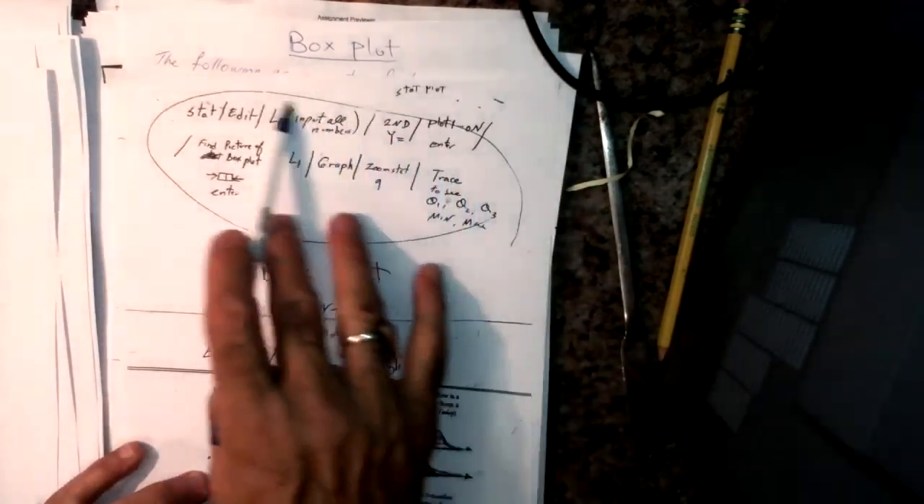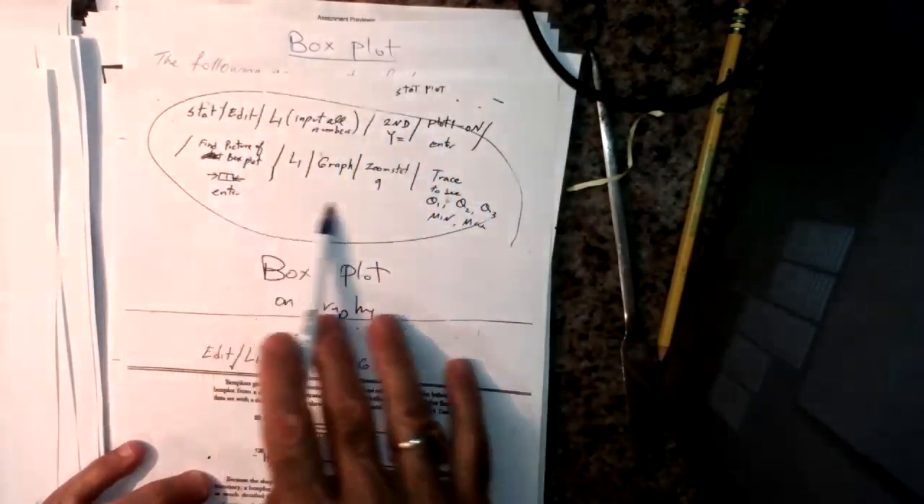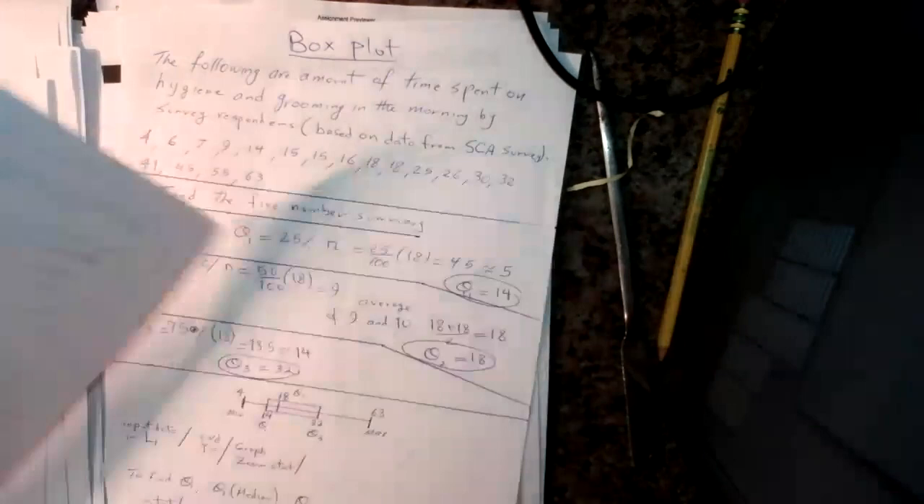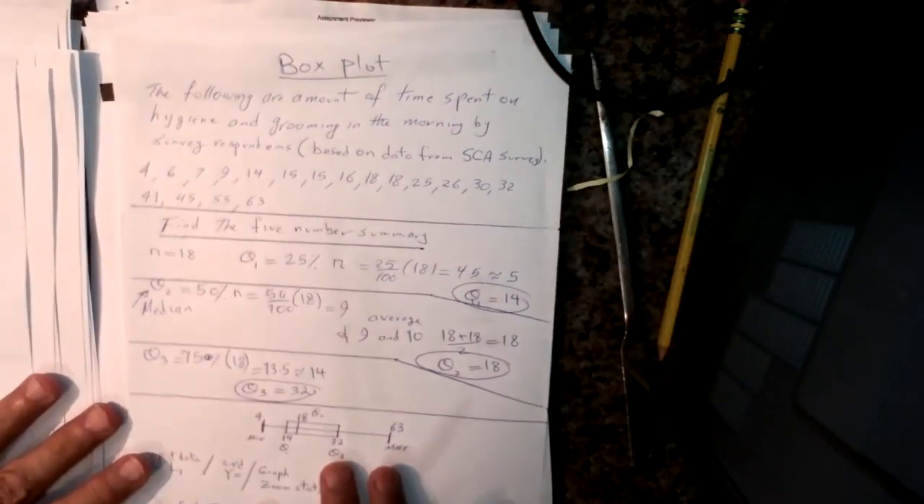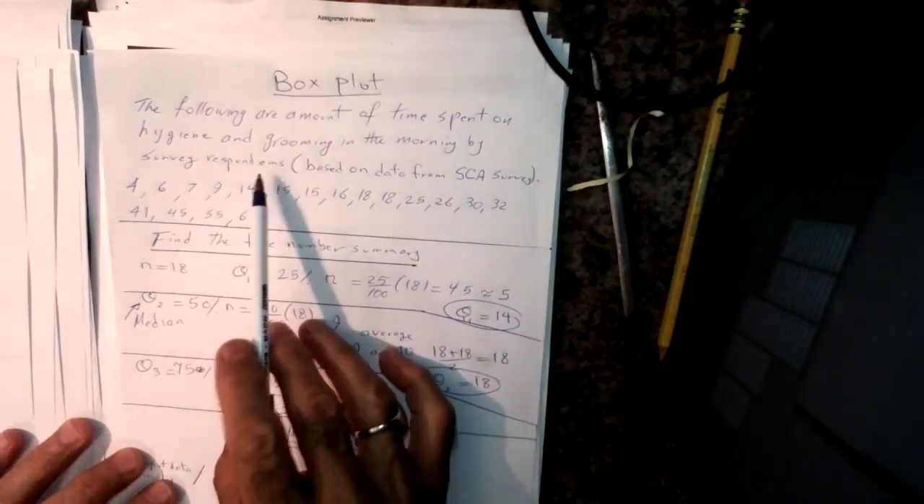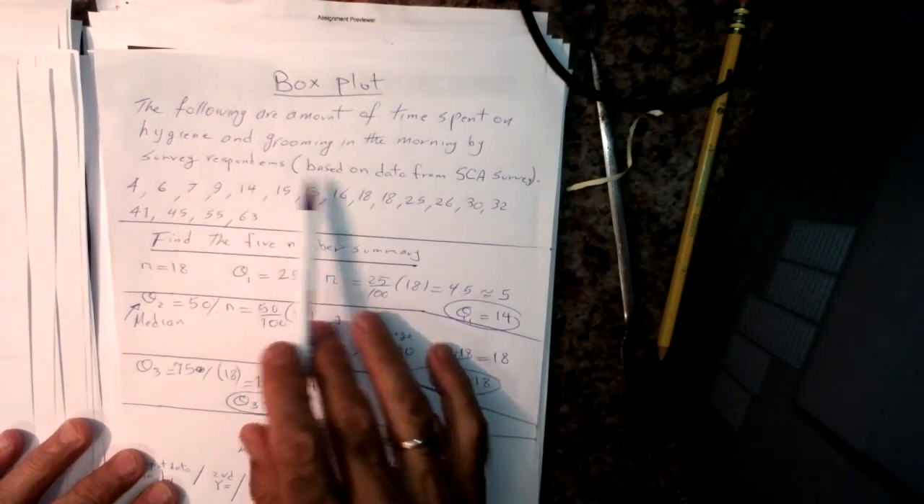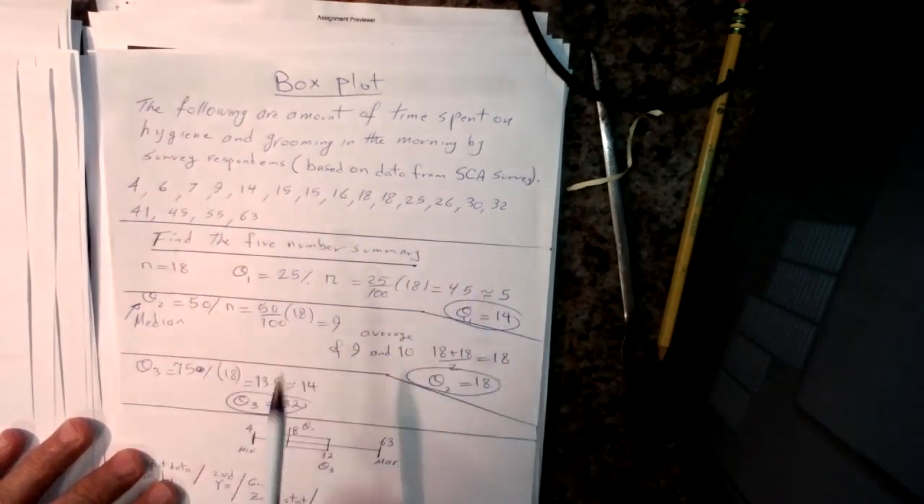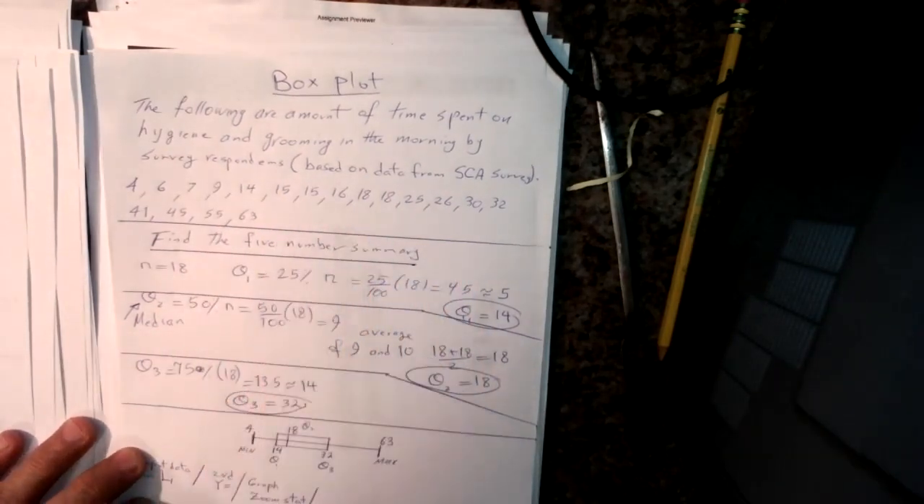Here, I'll show you later on how to use the calculator to graph a box plot. All right, let's look at the example. We have these numbers. The following are amounts of time spent on hygiene and grooming in the morning by survey respondents. These numbers are given. We want to graph a box plot for it.